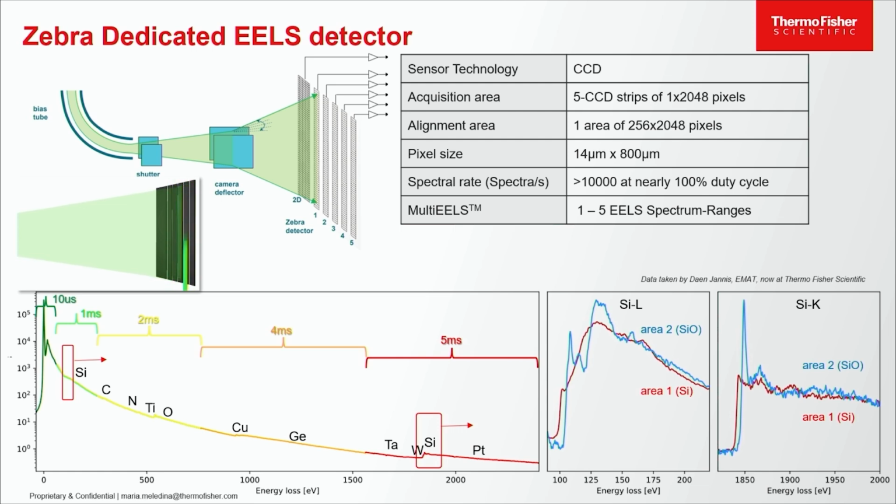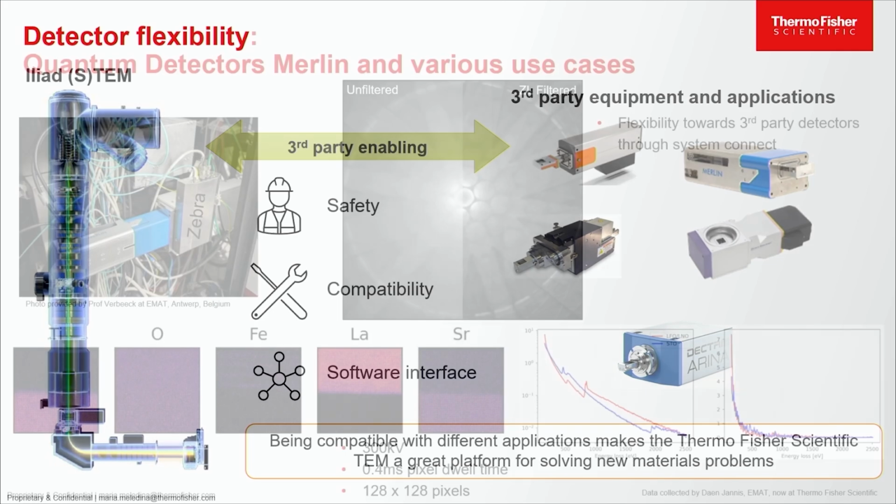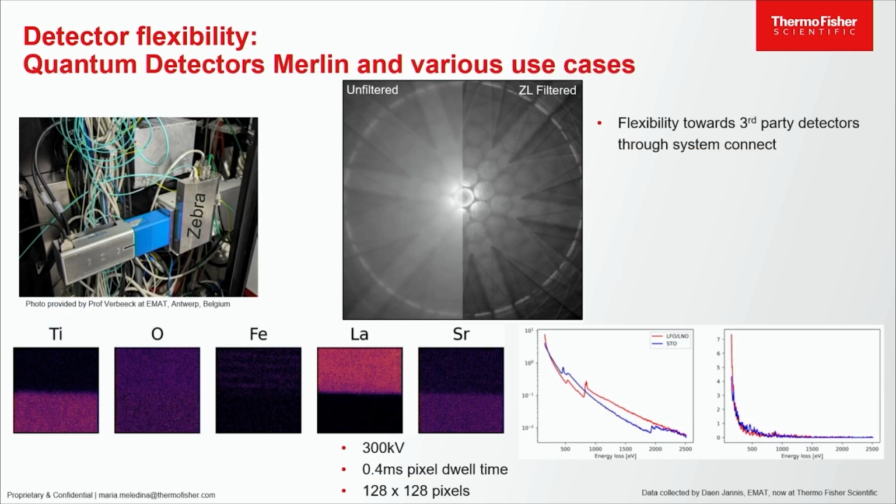A couple more words on the cameras, right? As I told, all the stuff I showed before was taken with Zebra. But if you want to enable some specific use case, we have the System Connect package, which enables you to use some other cameras. At our installation in Antwerp, with the team of Joverbeck, we collaborated on heavily testing the QD Merlin for various use cases. I just placed here some examples, some for TEM, filtered, non-filtered, also, of course, some atomic EELS, and it works pretty well.